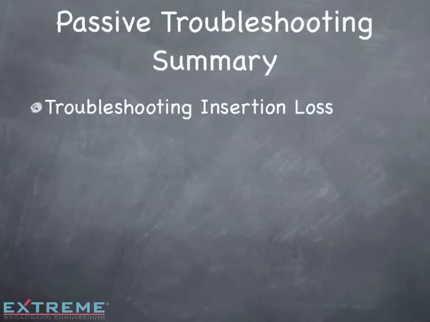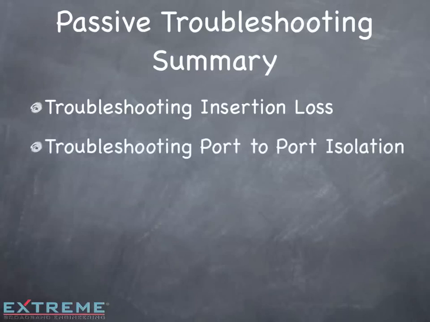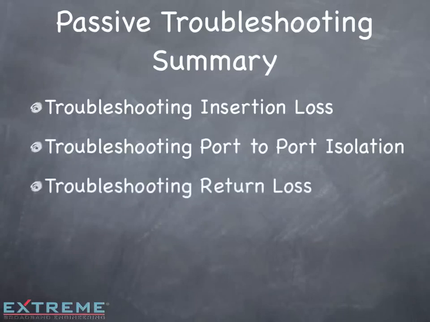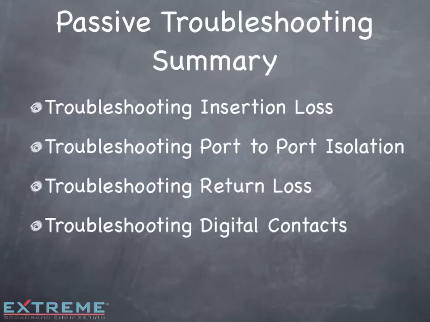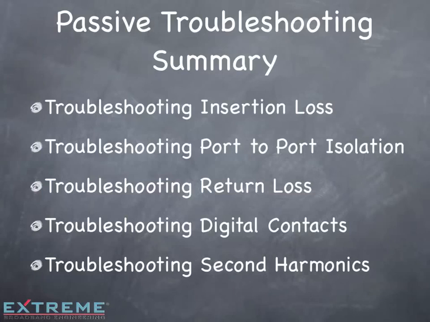In this video, we looked at how to troubleshoot insertion loss and how it's a flat loss, and the same in the downstream and the upstream. We looked at port-to-port isolation, return loss and the importance of termination, digital contacts and common path distortion, and finally second harmonics and the importance of using passives with high-quality ferrite materials.